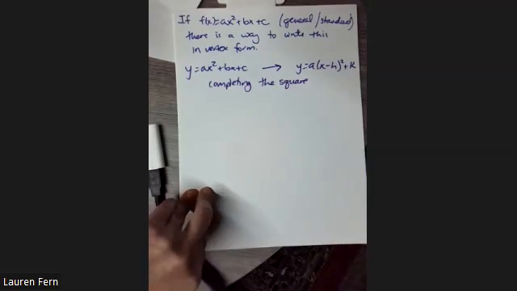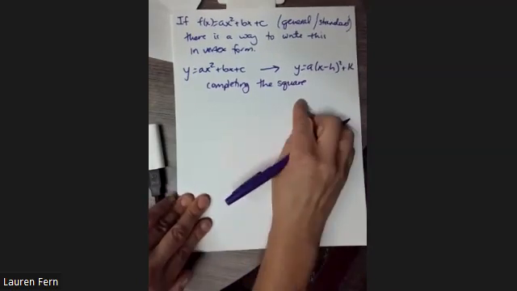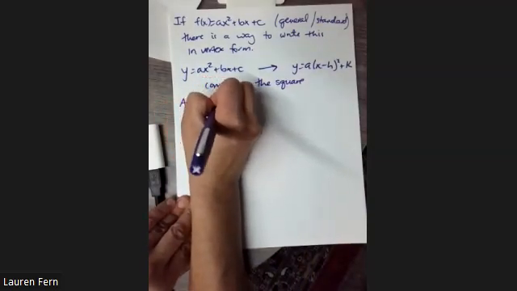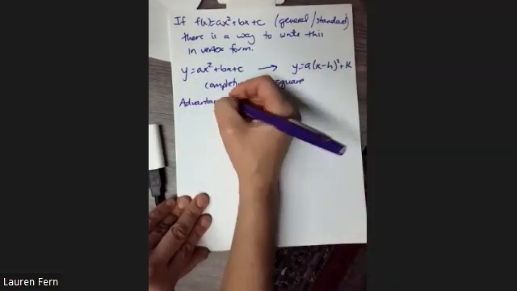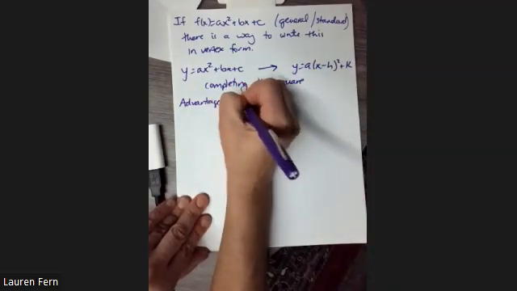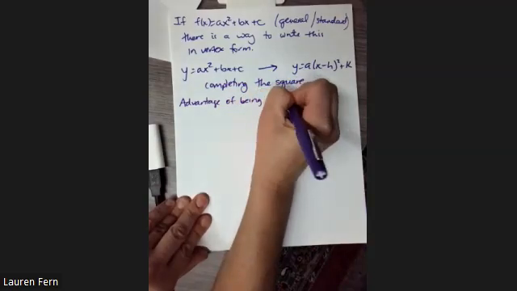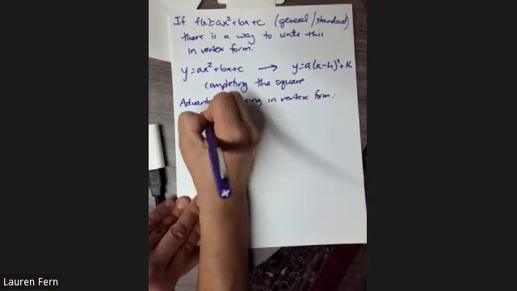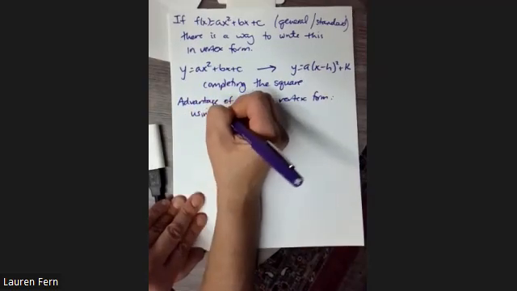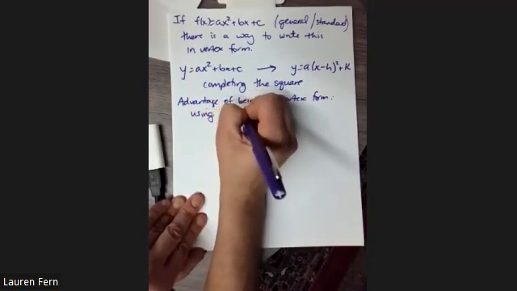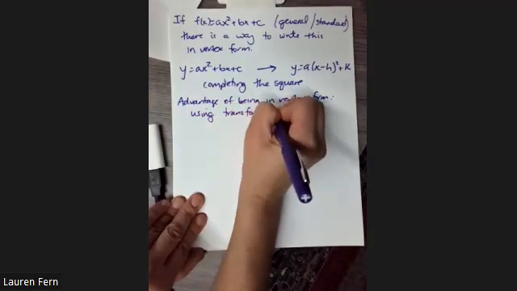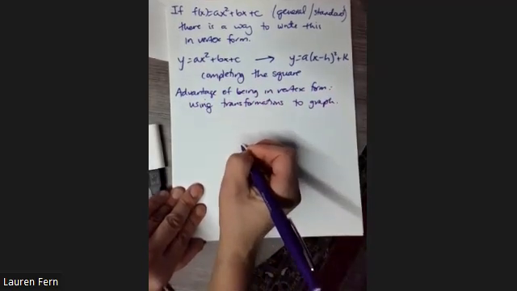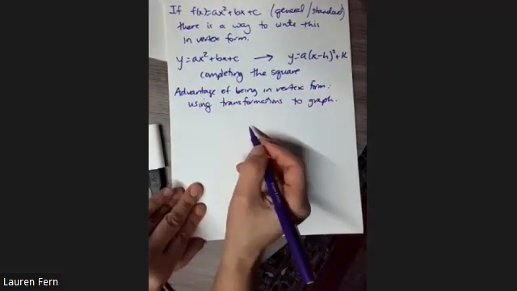Okay. Now, there's an advantage to being in vertex form. It's kind of a pain to get it into vertex form, but the advantage of being in vertex form is we can jump back to chapter 1 and we can use transformations to graph it. Okay. What do I mean?